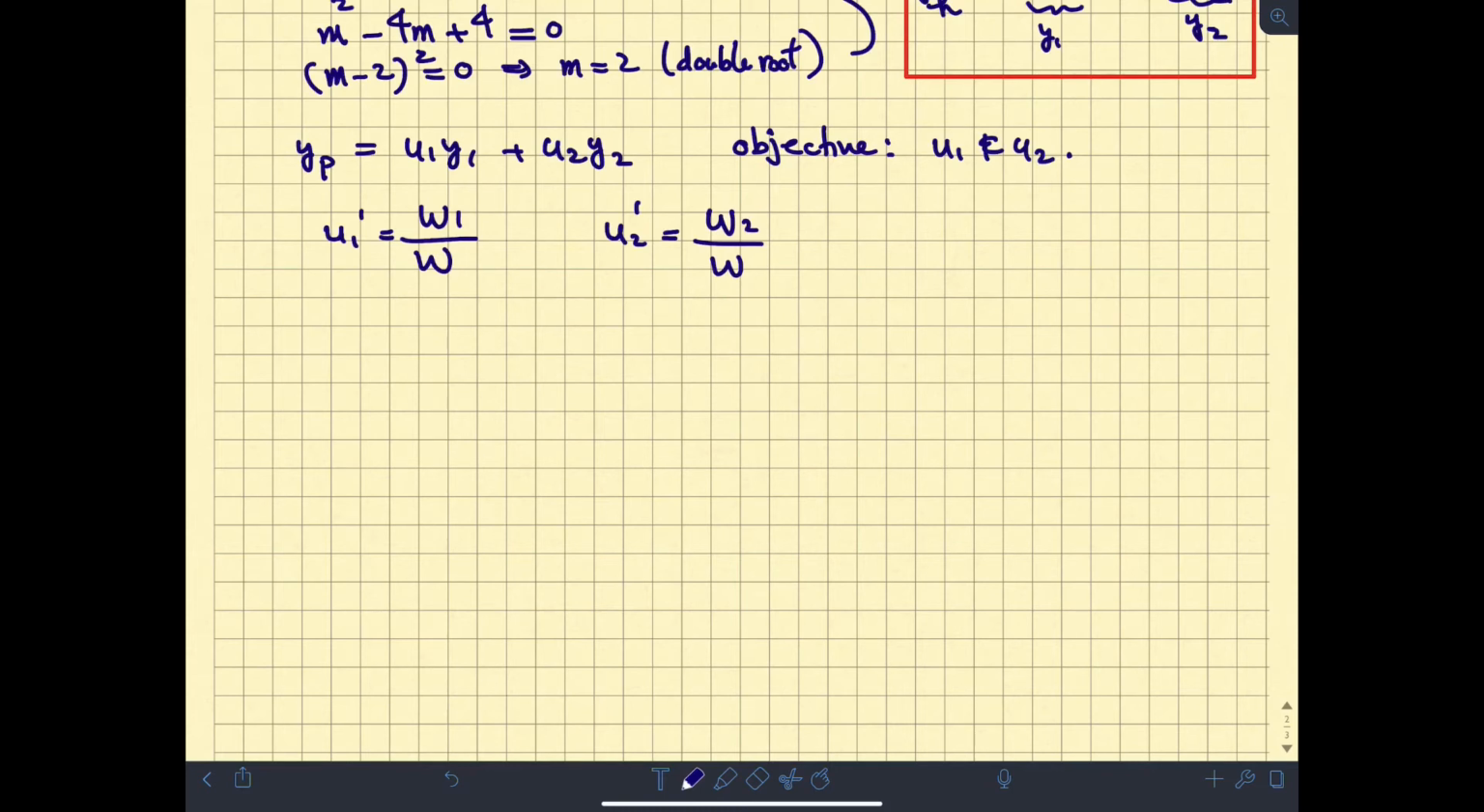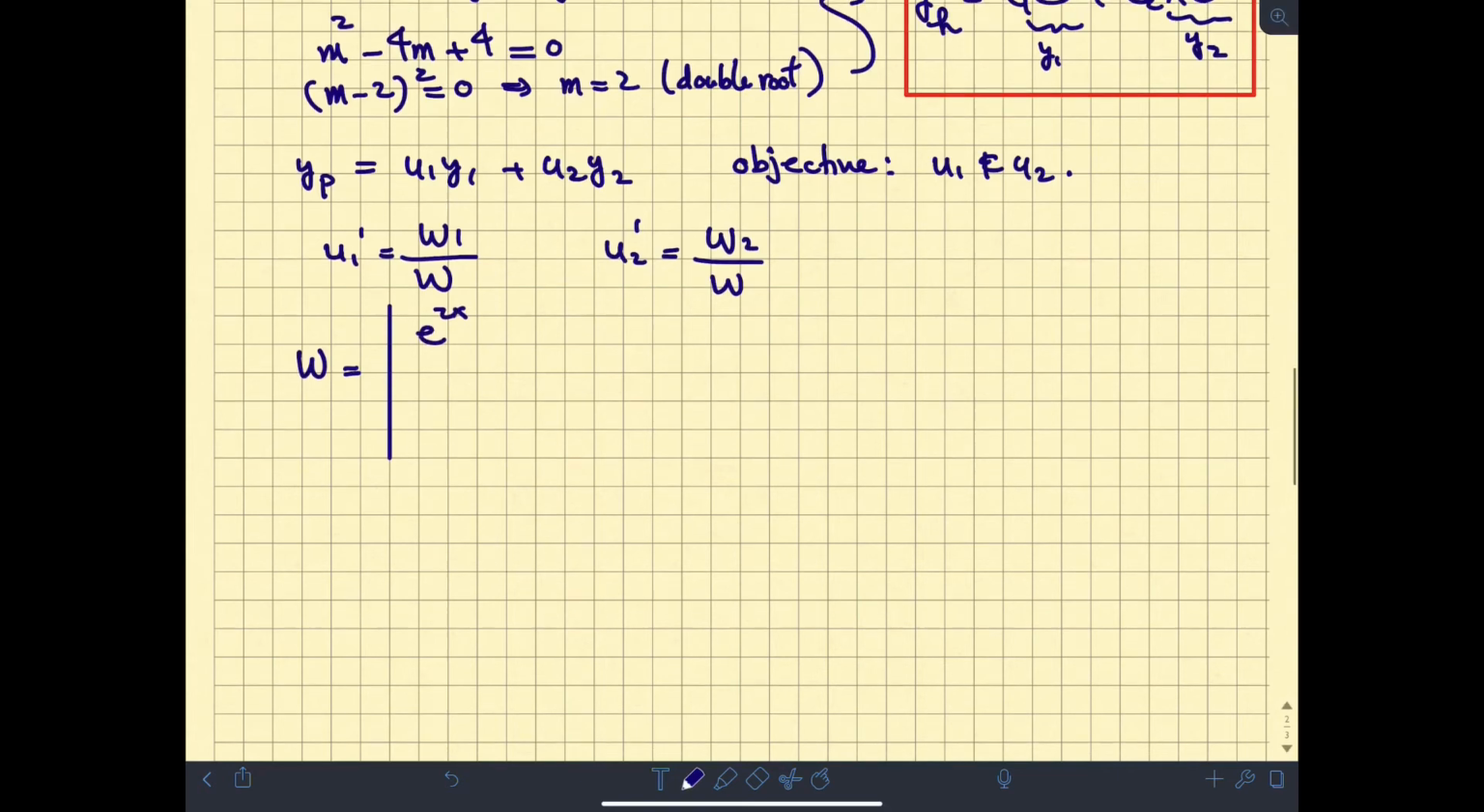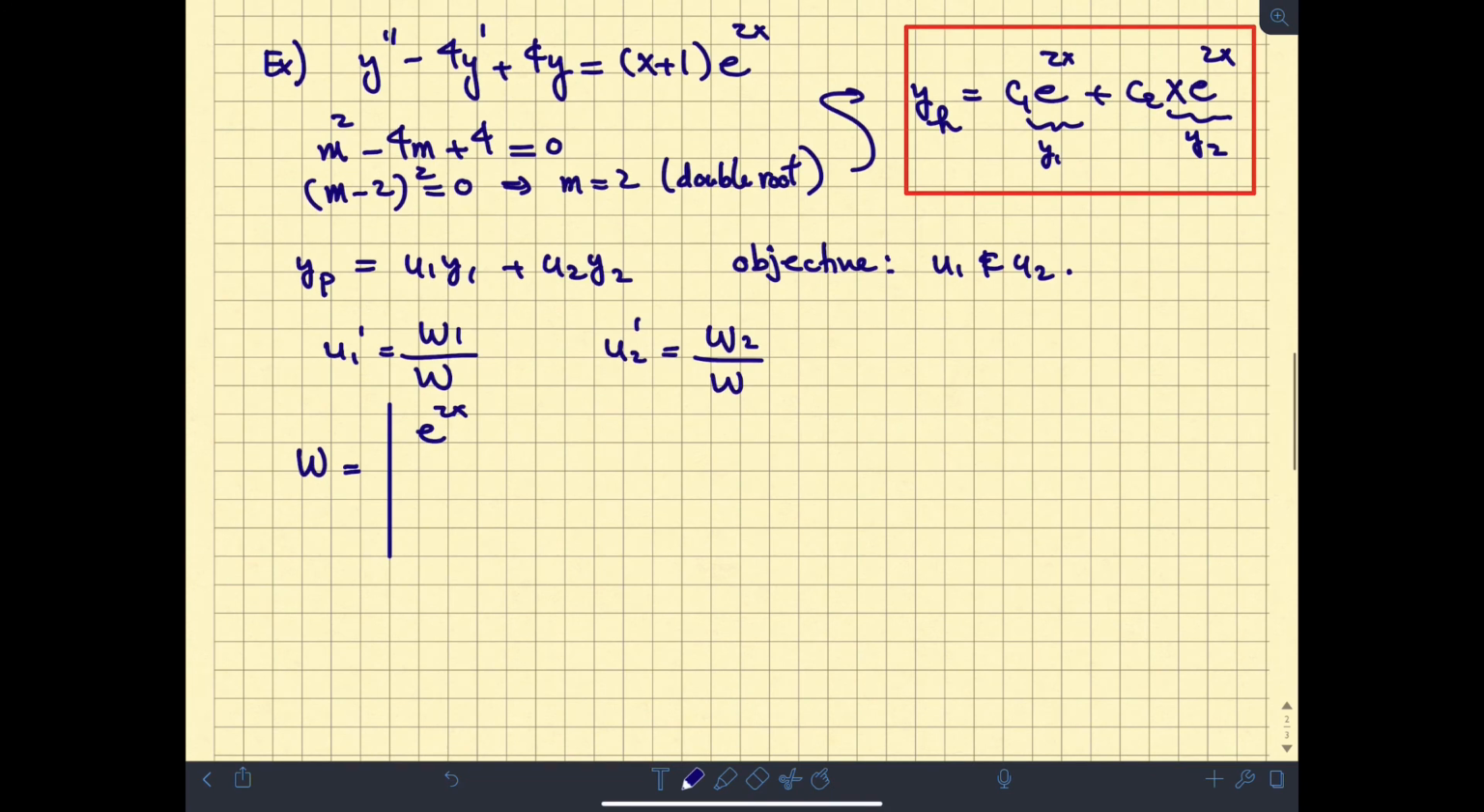Well, in order to find my u1 prime and u2 prime, I obviously have to find three things. I have to find my W, my Wronskian. My Wronskian will be my functions and their derivatives, my fundamental solutions, that is, from the homogeneous solution and their derivatives. So it will be e to the 2x as my first solution, and x e to the 2x as my second solution. Then the second line will be their derivative, the corresponding derivative.